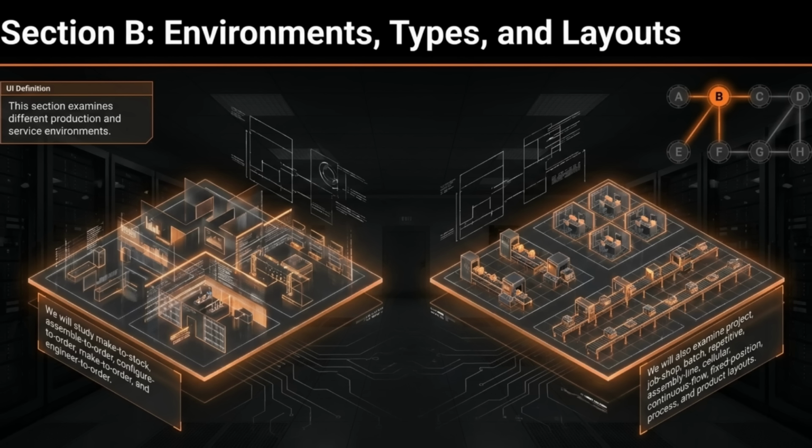Section B, Environments, Types, and Layouts. This section examines different production and service environments. We will study make to stock, assemble to stock, configure to order, make to order, and engineer to order. We will also examine project, job shop, batch, repetitive, assembly line, cellular, continuous flow, fixed position, process, and product layouts.